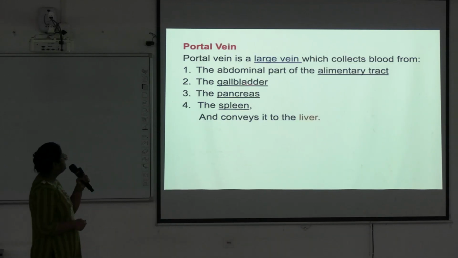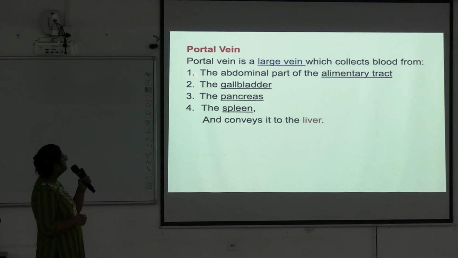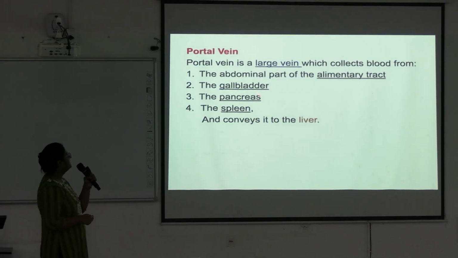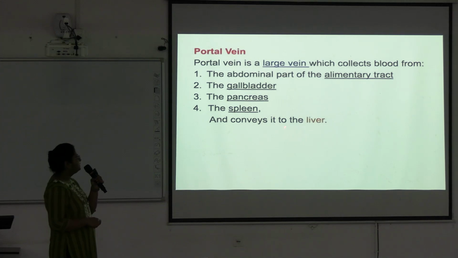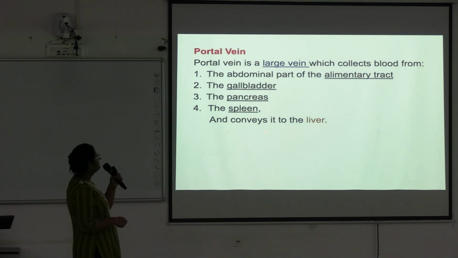The portal vein is a large vein which collects blood from the abdominal part of the alimentary tract, the gallbladder, pancreas, and the spleen, and conveys the blood to the liver. So this is the function of the portal vein.